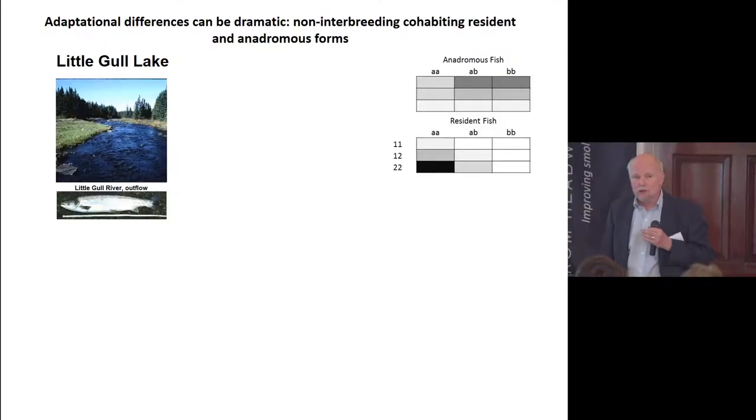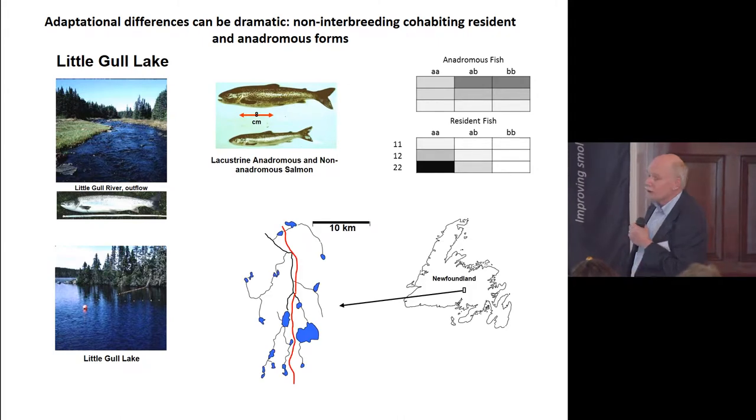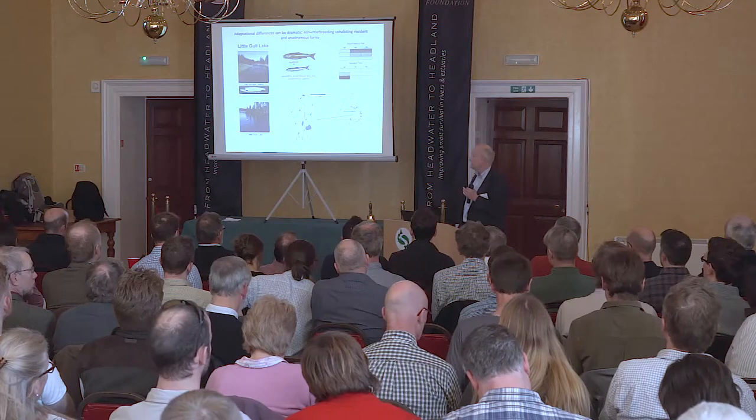Now, I'm going to show you an extreme here, and I like to put this up because it puts things into perspective in Scotland. Here's an example of adaptational differences within Atlantic salmon within a river in Newfoundland, where you have two sympatric populations of Atlantic salmon that are very, very different. It's called Little Gull Lake, and in there you have a resident population and you have an anadromous population, and you can angle for them and catch them one after another, but they don't interbreed at all. Why doesn't the resident stock go to sea like the anadromous one does? It's because they're adaptationally different.